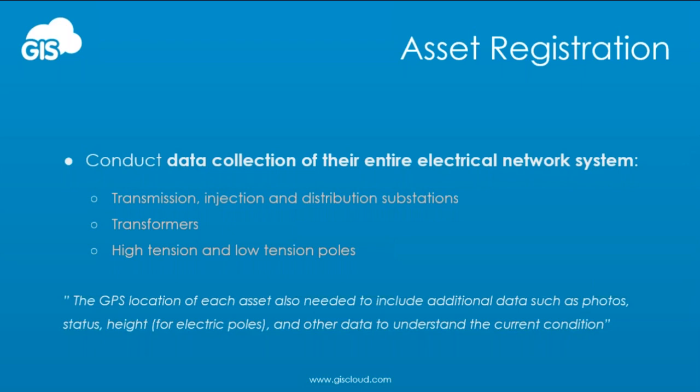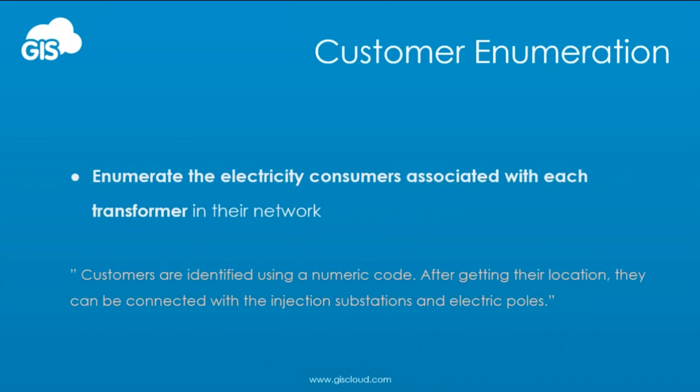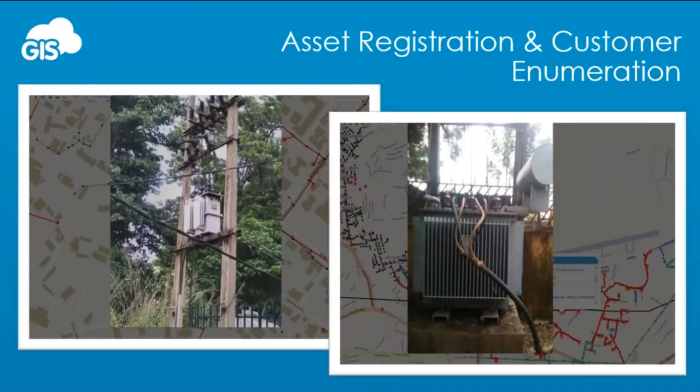Then we go for asset registration, and what we do here is we do data collection of the entire electrical network system. We map the transmission stations, the injection substations, the distribution substations, transformers, the high tension and low tension poles. So when we map all this and we get them on our updated base map, it becomes the basis for customer enumeration. So in customer enumeration, we actually do a house-to-house visit using GPS-enabled devices. And then we collect both spatial and non-spatial information. We collect the attributes of electricity consumers. And then we come back to get the entire spatial modeling of the whole environment.